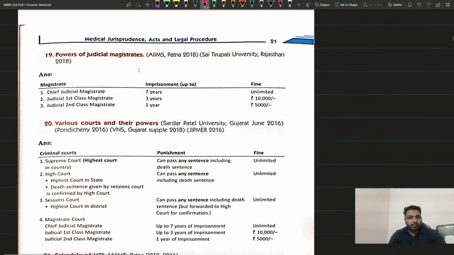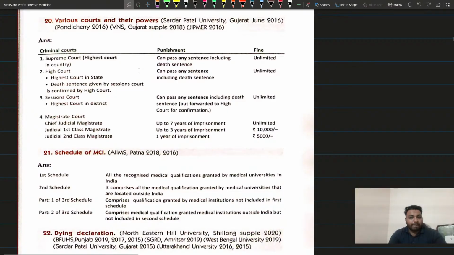Examples you can. Okay, this is an important question: various courts.